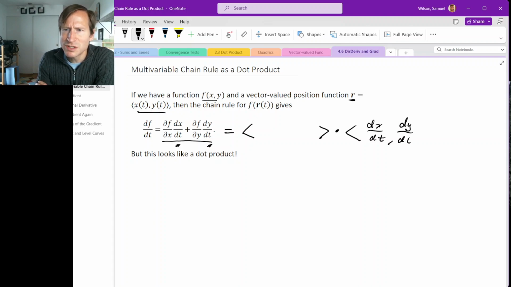It looks like we took the dot product of this with some other vector, but that vector would have to produce these partial derivatives. So this would be the vector partial f partial x, comma, partial f partial y. And this part here is just the derivative of our vector valued function with respect to t.